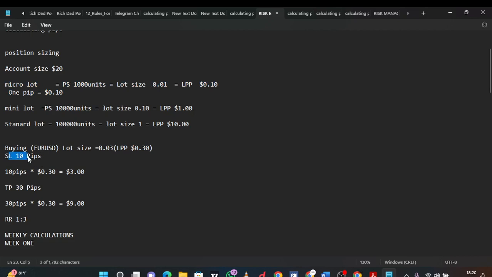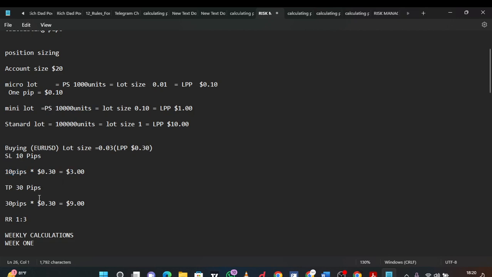So we have a stop loss of 10 pips. What would be our loss? I calculated for you: it is 10 pips times the 30 cents we have on these 3 positions, because we are losing 30 cents per pip. So that means for the 10 pips, we shall be losing $3.